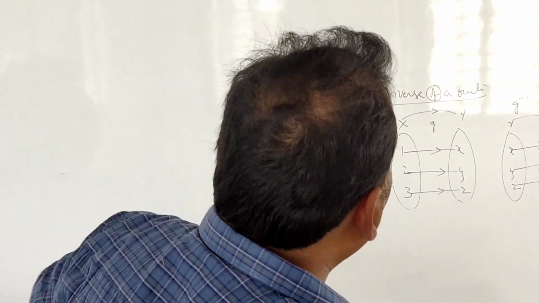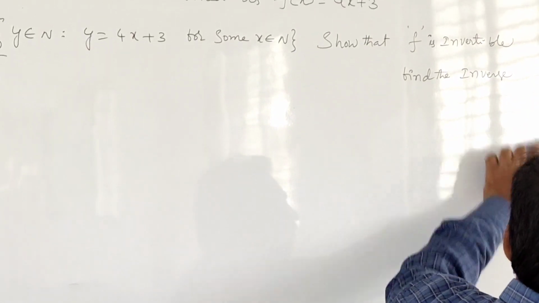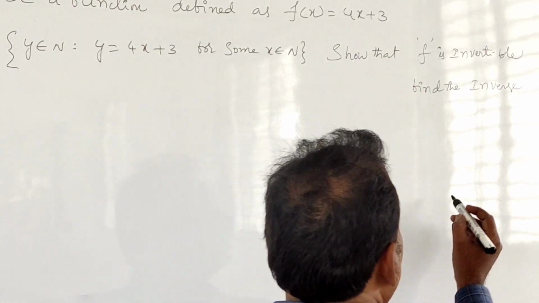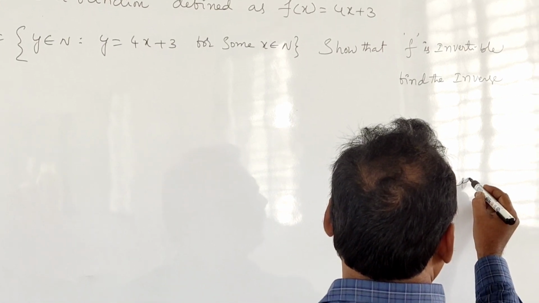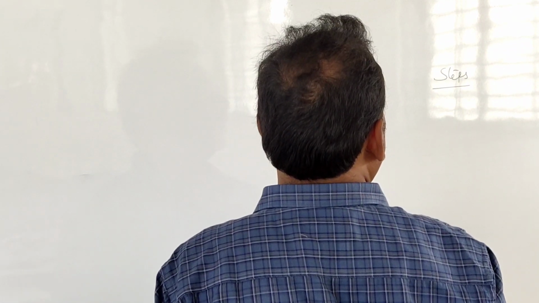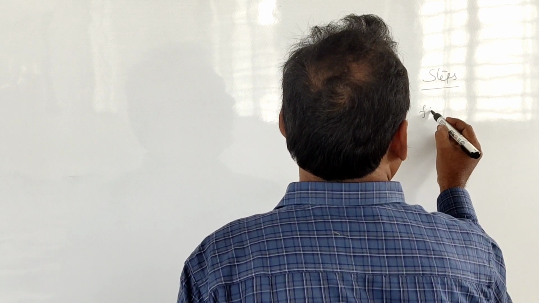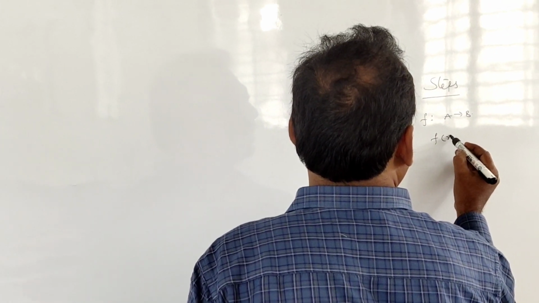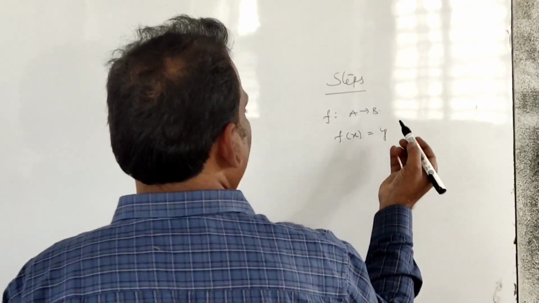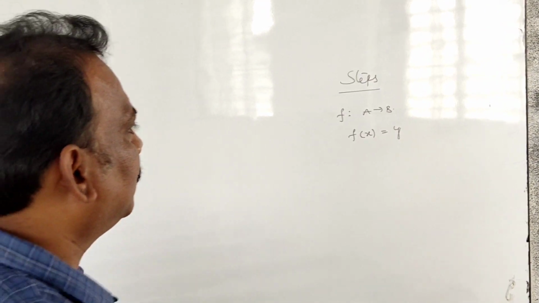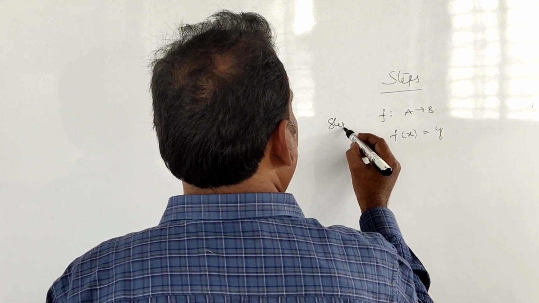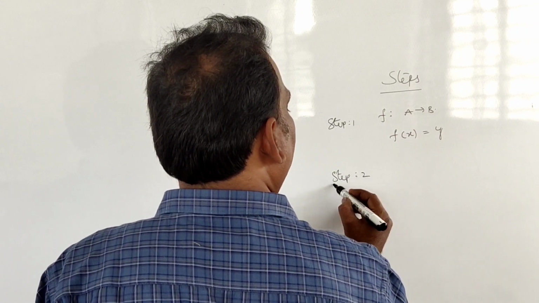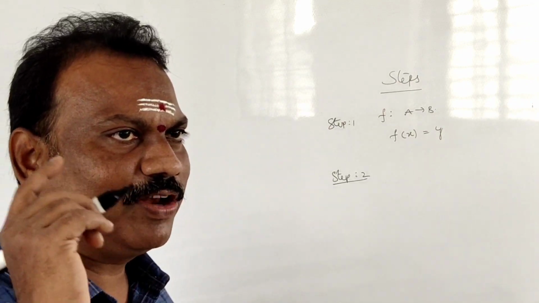So for an invertible function, now you are going to prove it, you have some steps, you have to do these steps always. See students, what are the steps we are going to follow? First one, they will give f is a function mapping from A to B or something, and they will give f of x. This is taken as some y. That is step 1. Next, step 2. What is step 2? You have to recall the definition of invertible.